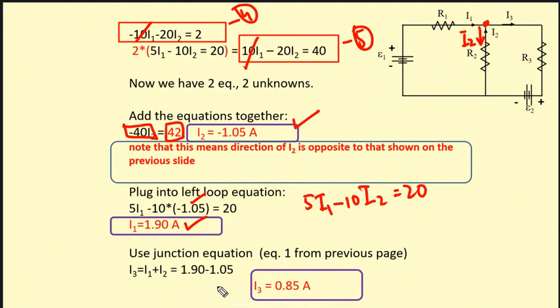That's all. So next one, use the junction equation. As you can see here, we have i1, we have i2, and we just simply plug in the values of i1 and i2 and we got the value of i3, meaning i3 is equal to 0.85 amps, and that is also according to our previous selection or choice. So that's all for this question.